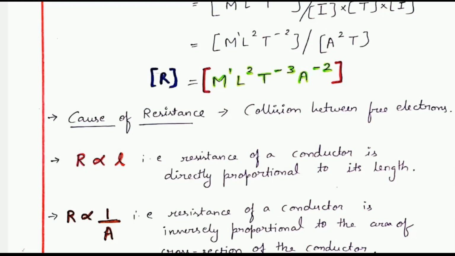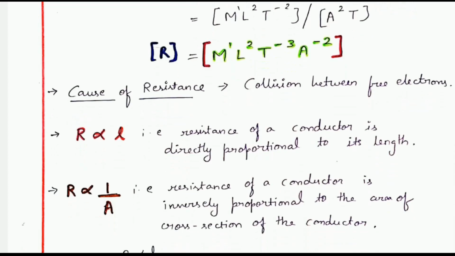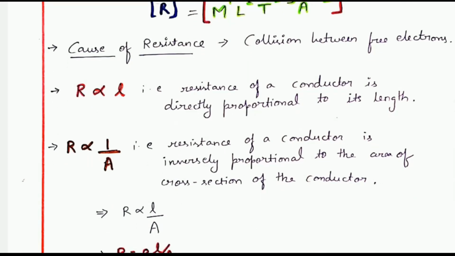Think, if you increase the temperature of the conductor, the free electrons will move more randomly with more velocity. Now when they are moving with higher velocity, they will collide even more. So resistance of a conductor increases with increase in temperature. Alright, now there is a law of length which is called as.